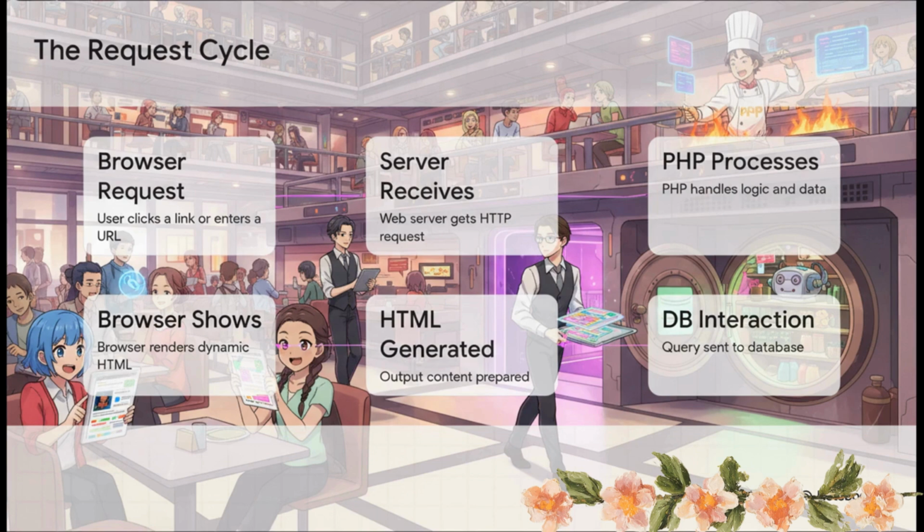It reads the order, and if it needs to, in Step 4, it goes into the database pantry to grab specific ingredients. Think of those ingredients as your profile picture or your direct messages. In Step 5, the chef plates the meal, generating plain dynamic HTML. And finally, in Step 6, the waiter brings that finished HTML page right back to your browser window. You never actually see the chef cooking. You just get to enjoy the meal.